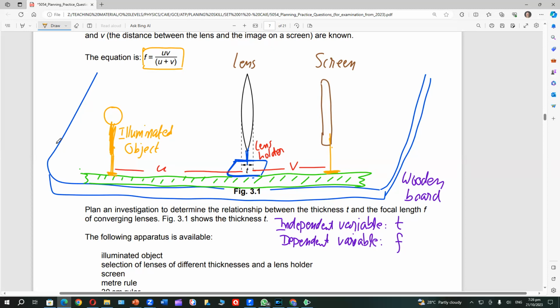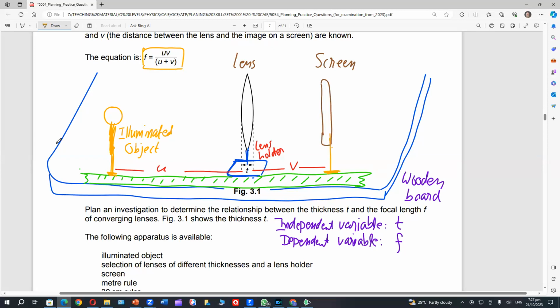Repeat the trial 3 times and take an average. Now take another lens. Continue writing.